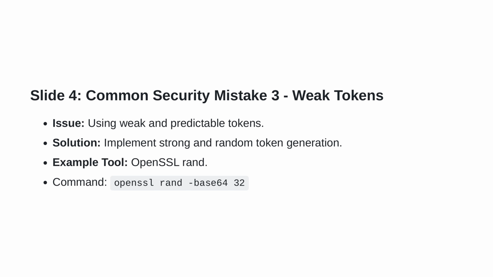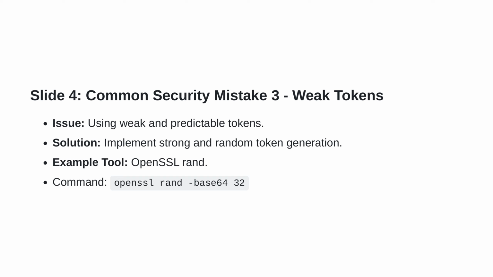On this slide, we're diving into another common security mistake: weak tokens. This is a serious issue where systems are implemented with weak and predictable tokens. What's the downside of this? Well, if a token is predictable, it is much easier for a malicious actor to gain access to your system and data. Hackers utilize a variety of methods and tools to break predictable tokens and gain unauthorized access.